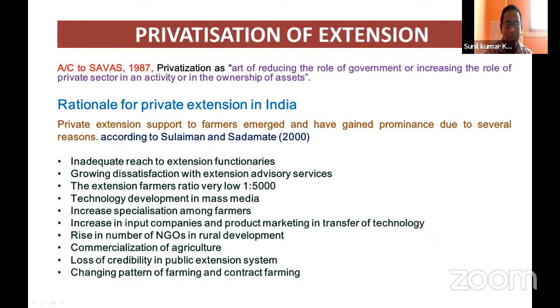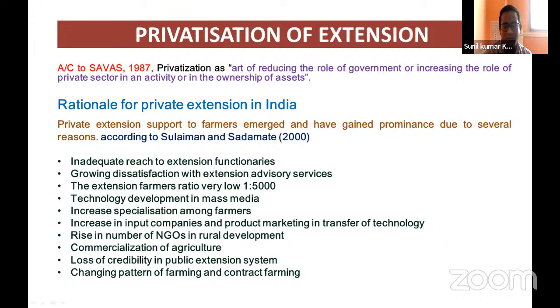Similarly, there are recent developments in mass media also, which are not majorly used by government agencies at the time when farmers need them. Increasing specialization among farmers has also been one of the reasons for privatization of extension, because these private sector players are always doing their work majorly in research. They are coming with new technology for a specific problem of the farmers.